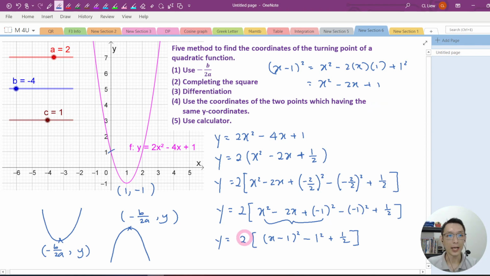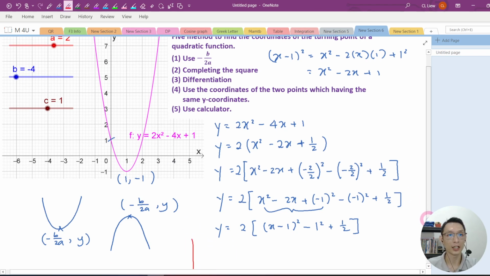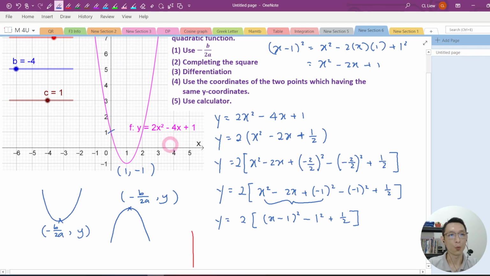Okay, now I'm going to bring the 2 back, and distribute the 2 inside the parentheses. Or maybe I do one more step so that you understand better. Let me show you the steps clearly. What I'm going to do here, I'm going to copy everything first. Negative 1 squared is actually equal to negative 1. Negative 1 plus 1 over 2 is equal to negative 1 over 2.